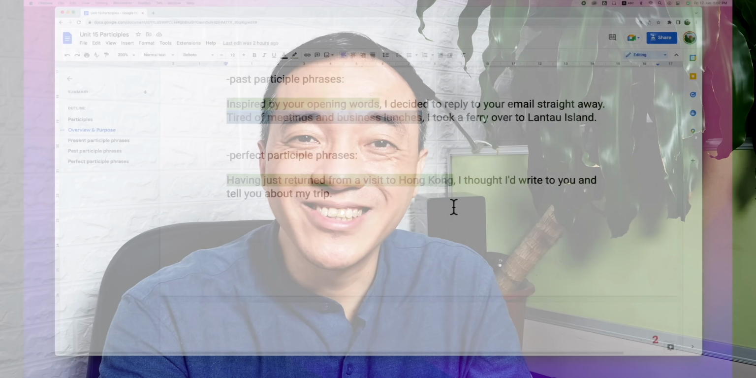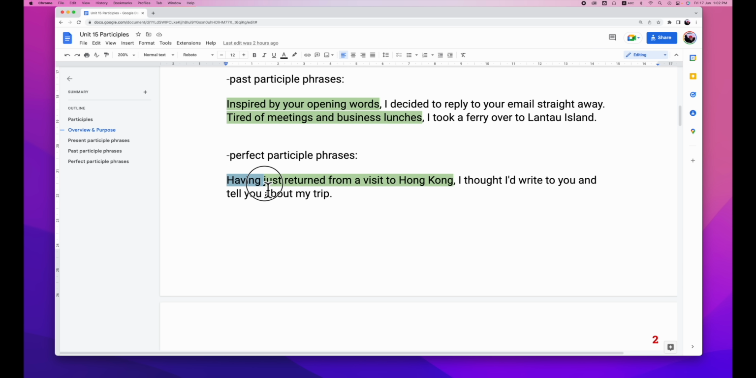And then another area we're gonna cover is perfect participial phrases. What are they? Let's take a look. Perfect participial phrases start with present perfect? Not exactly. It's starting with having and a past participle. Having just returned from a visit to Hong Kong, like this.